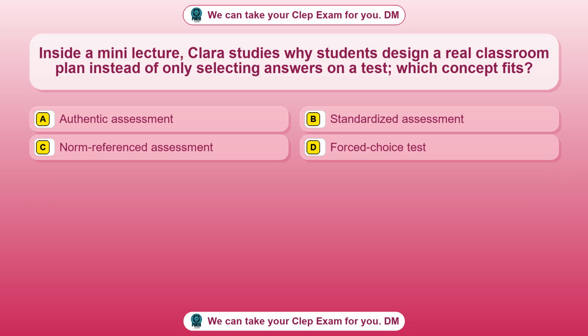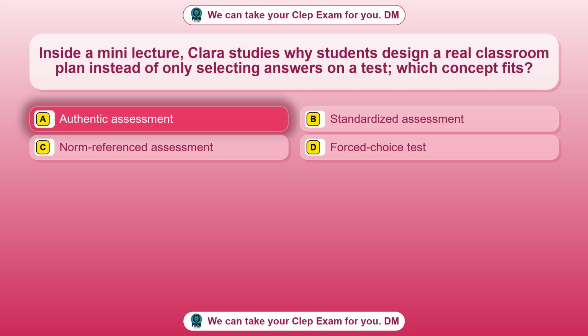Question 59. Inside a mini lecture, Clara studies why students design a real classroom plan instead of only selecting answers on a test. Which concept fits? Option A, authentic assessment. Option B, standardized assessment. Option C, norm-referenced assessment. Option D, forced choice test. The correct answer is option A.